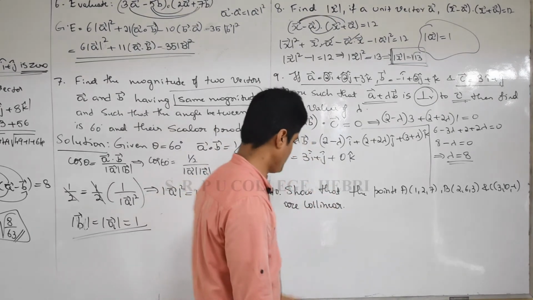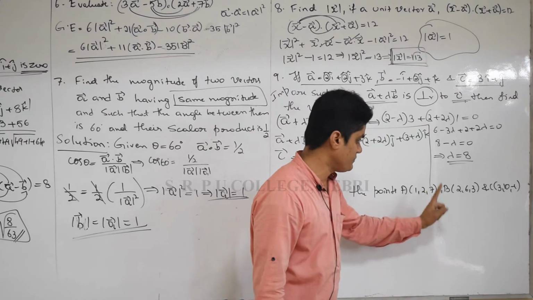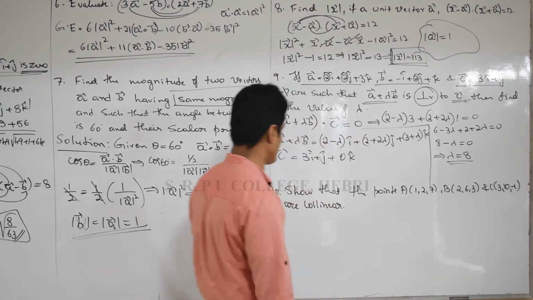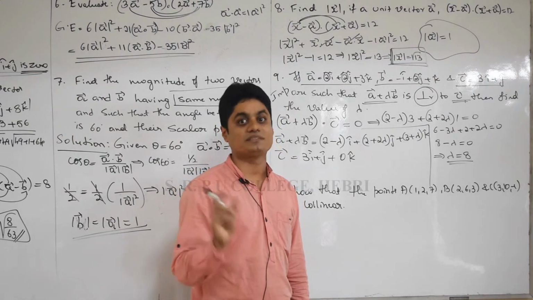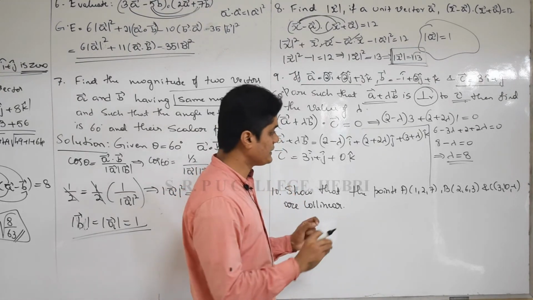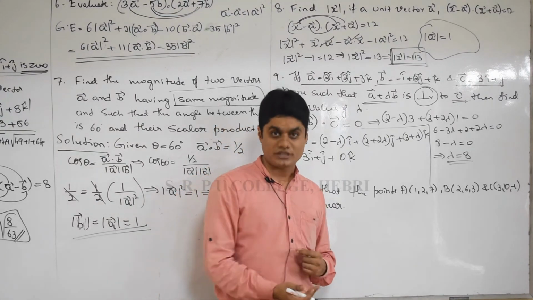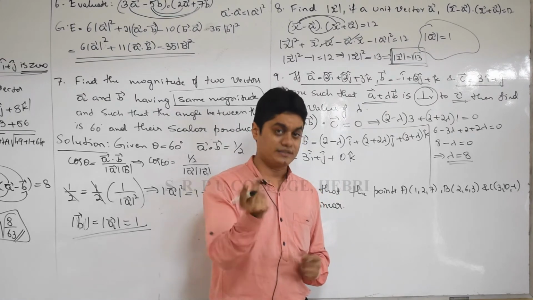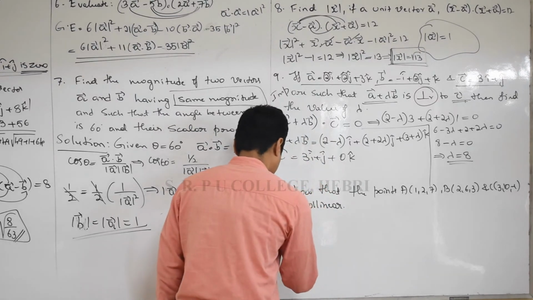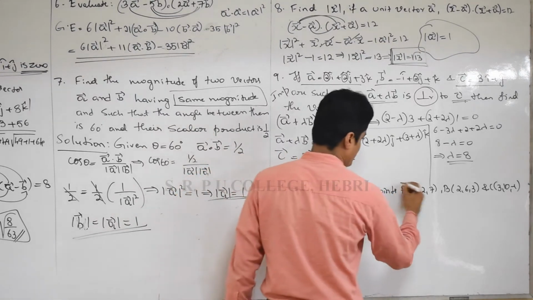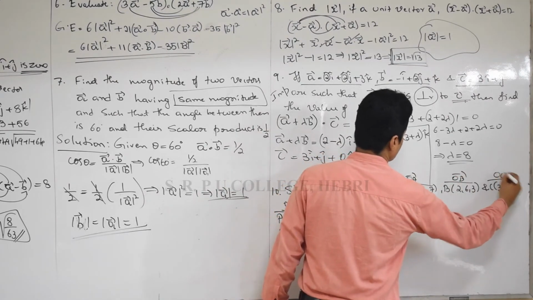Important question. Next question: show that the points A(1,2,7), B(2,6,3), C(3,10,-1) are collinear. Maybe we solved one such problem last class. The concept of collinear vectors is the same, but here position vectors are given, not vectors. To prove these 3 points are collinear, you have to prove that 2 vectors formed by these 3 points are collinear. First find vector AB. This is vector OA, this is vector OB, this is vector OC, the position vectors.